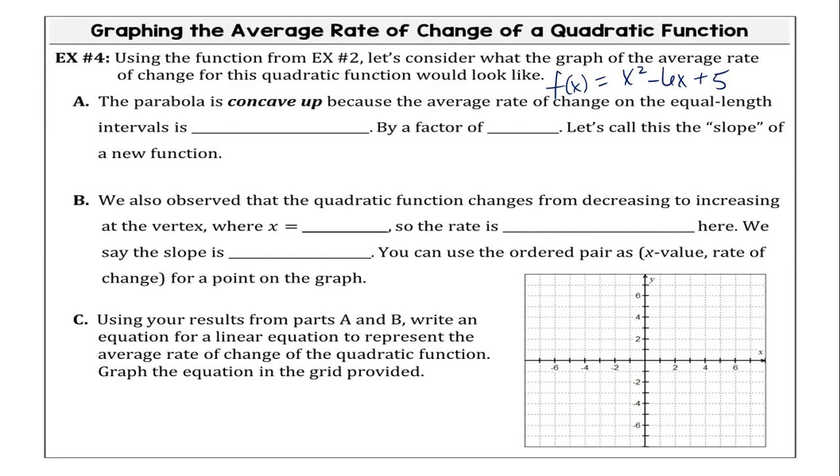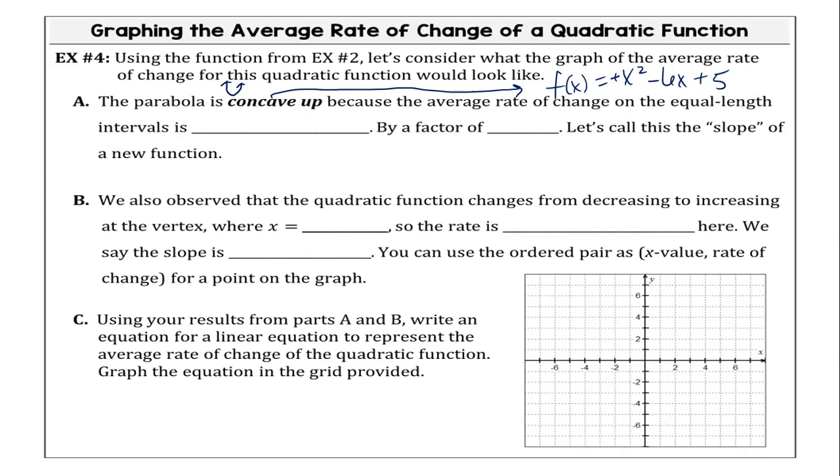All right. The parabola is concave up. How can I tell off the bat that this parabola is concave up? Because it's a positive x squared, right? My leading coefficient is positive. So right off the bat, just looking at the function, I know that my leading coefficient is positive, and that's what makes me a happy parabola, right? Okay.